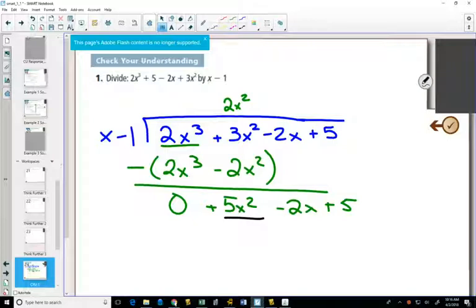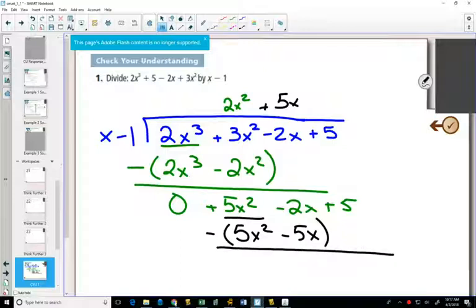Now we say, well, what could I multiply x minus 1 to get a 5x squared? 5x. So we write that over your x column and multiply 5x times x minus 1, which gives us 5x squared, and 5x times the minus 1, minus 5x. And we subtract. Sure enough, this is 0. 2x minus a negative 5x is plus 3x. Again, subtracting those negatives is where you're going to make your little mental math errors. So be careful. And plus 5.